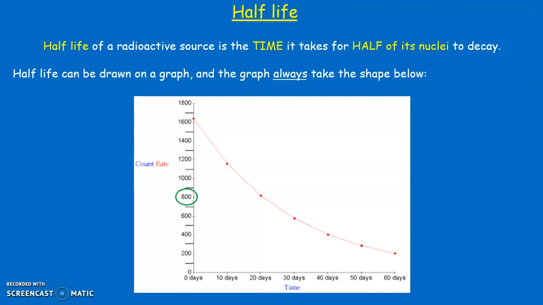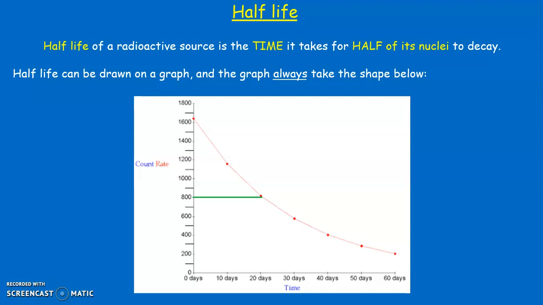Then you draw a horizontal line across from your halfway point to just where it touches the graph. Now I'd like to highlight here that the halfway point on the y-axis isn't the halfway point of whatever the y-axis goes up to. So in this case, it's not the halfway point of 1,800. It's the halfway point of where the graph, the curve, starts on the y-axis. So here, if the curve started at 1,000, the halfway point you'd count is 500.